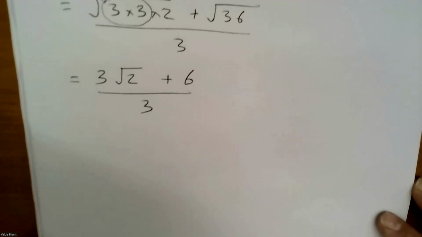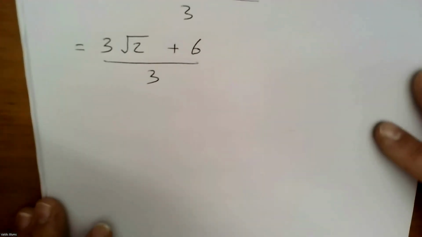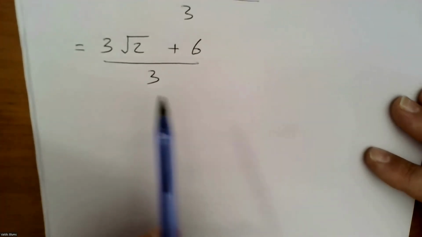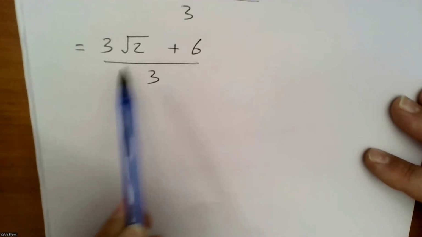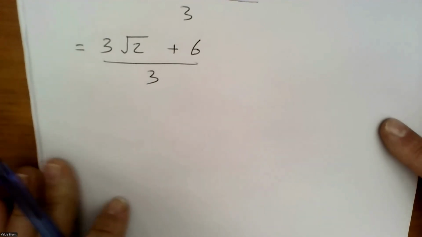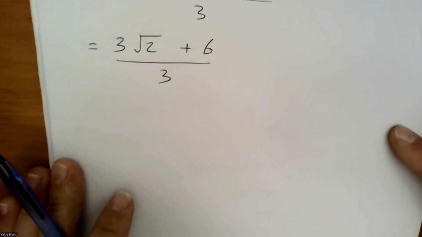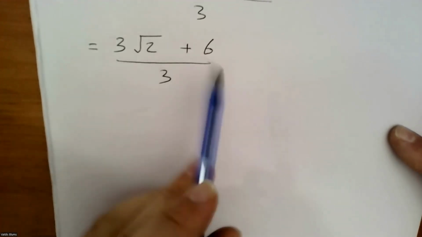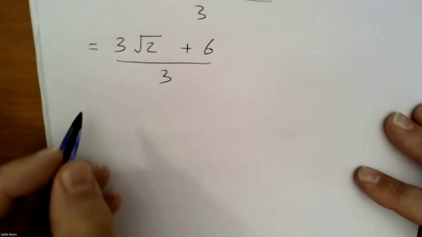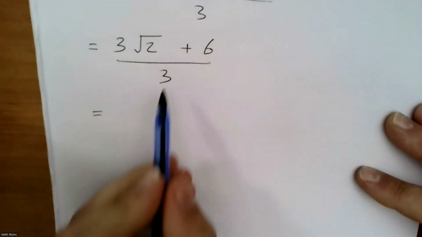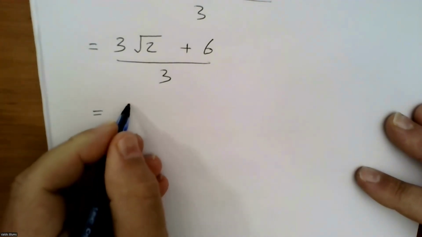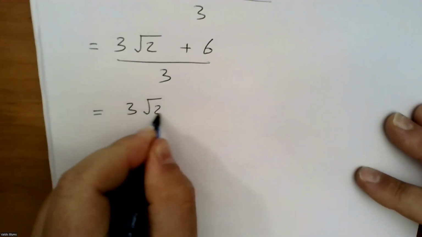Now, hopefully you're able to get to this point here. If this was your final answer, let's just say that we can actually simplify this a little bit further. So if this was your final answer in an exam, you might not get the marks for it because it's not in its simplest form. So let's look at simplifying this. Now 6 is 3 times 2. You have a 3 down here and you have a 3 up here. So let's just write all those 3's out.